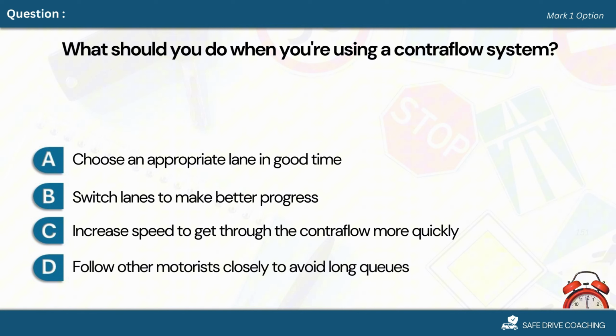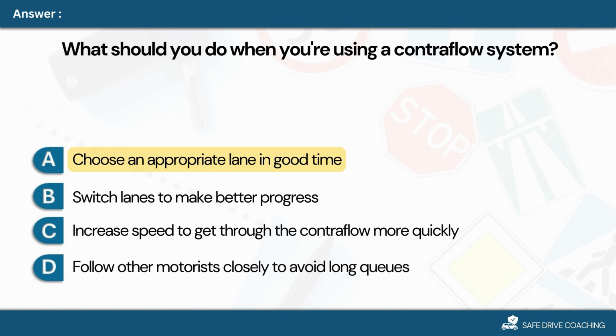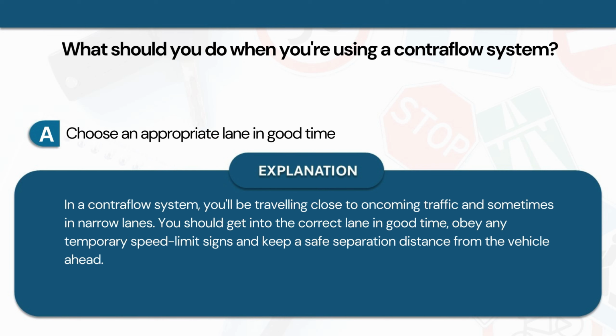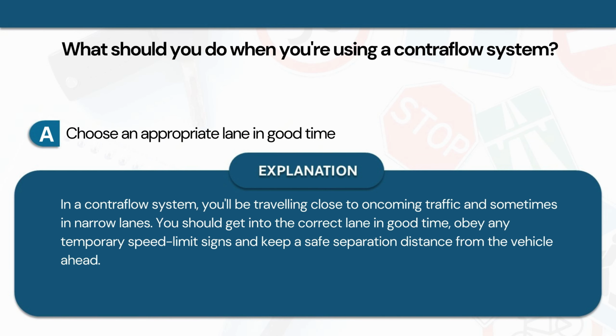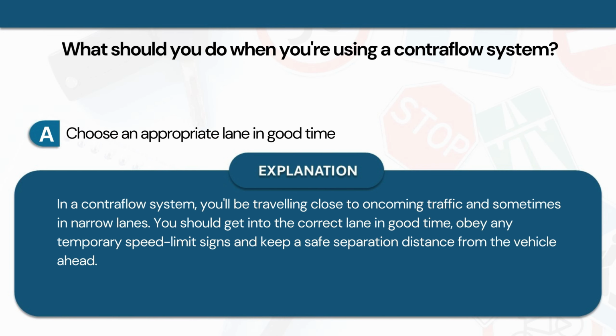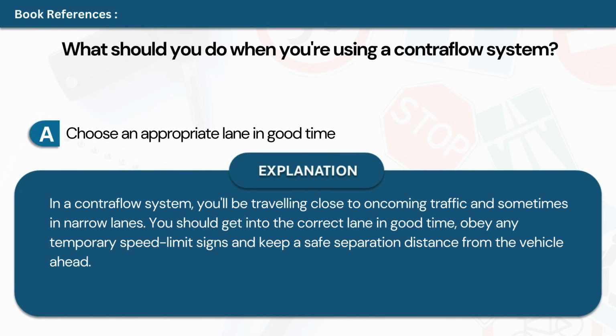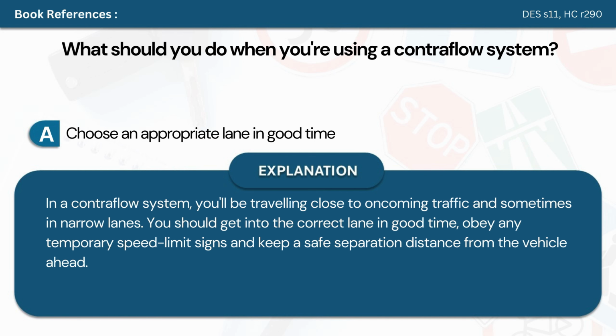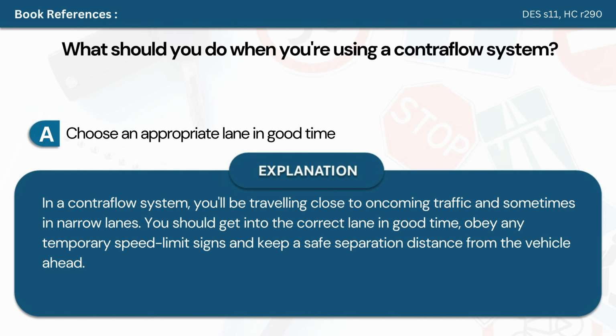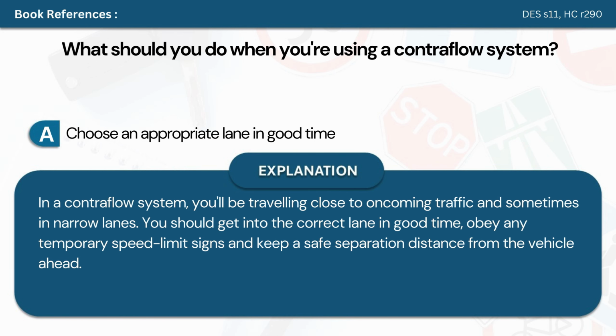The correct answer is A. Choose an appropriate lane in good time. In a contraflow system, you'll be traveling close to oncoming traffic and sometimes in narrow lanes. You should get into the correct lane in good time, obey any temporary speed limit signs and keep a safe separation distance from the vehicle ahead.